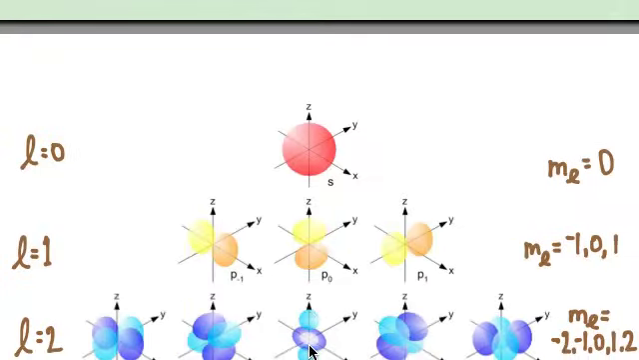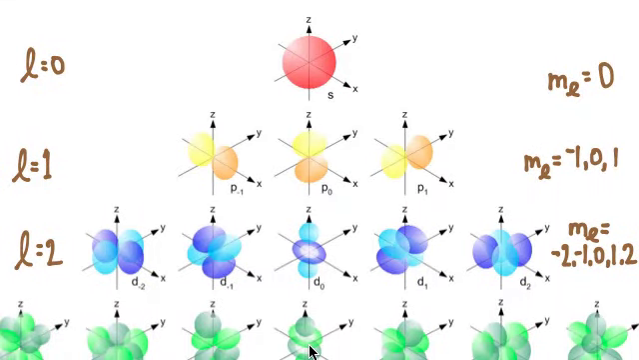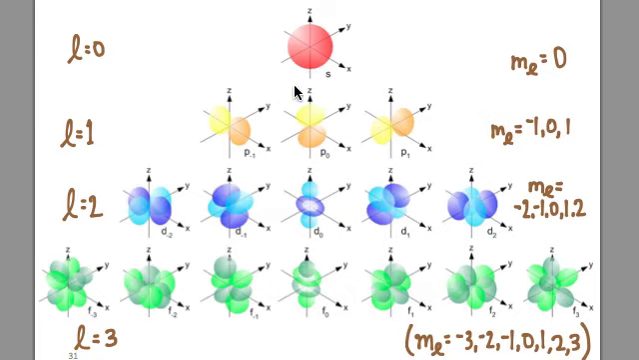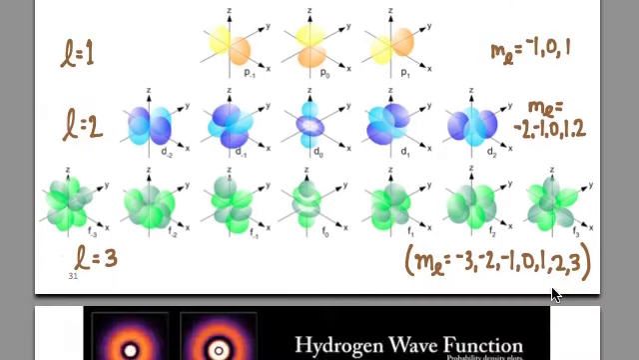Alright. Other cool pictures I found on the web, worth looking at, thinking about for a second, other ways to say it. Let's see, this L equals 0, L equals 1, M sub L equals negative 1, 0, or positive 1. L equals 2, M sub L could be negative 2, negative 1, 0, positive 1, or positive 2. L equals 3, that's the f orbitals. It could be M sub L equals negative 3, negative 2, negative 1, 0, positive 1, positive 2, positive 3. Crazy.